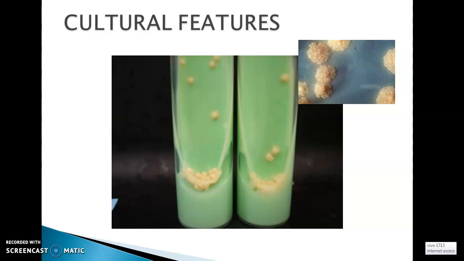So here special agar media are used. The commonly used agar medium for selective isolation of Mycobacterium tuberculosis is LJ medium, Lowenstein-Jensen medium. On that medium, after 7 days or 1 week, the colonies appear breadcrumb-like, that is, large, rough, breadcrumb-like colonies are produced.